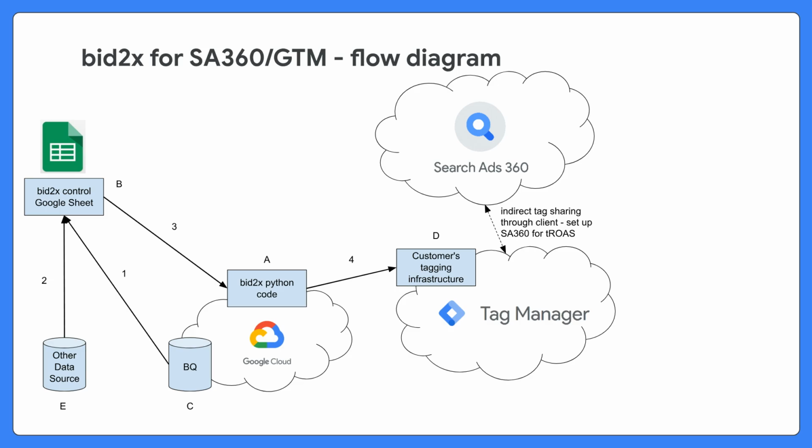The bid2x Python application converts your first-party data into a customized JavaScript routine. This routine assigns relative values based on your first-party data and the web environment where it runs. This JavaScript routine is uploaded to a custom JavaScript variable in GTM via API. This indirect method influences SA360 bidding by providing enriched data signals that it can use to optimize its strategies.